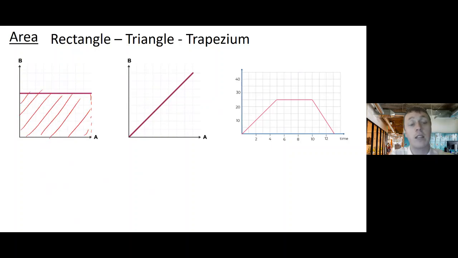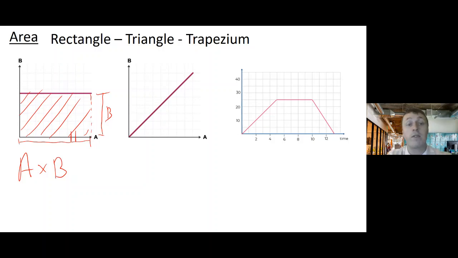and if you were to calculate that area, you should hopefully see the shape is a rectangle, and the area of a rectangle is just A, which is that width here, times B, which is the height of that rectangle. A and B could be changed for other things such as force and extension, or it could even be speed against time or distance against time, but the skill is the same nevertheless.